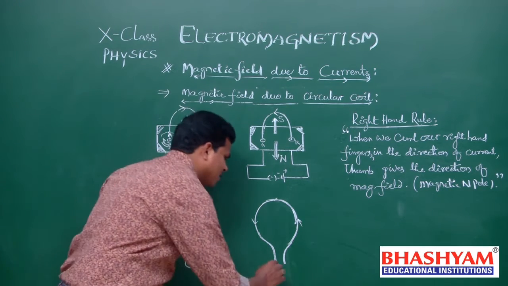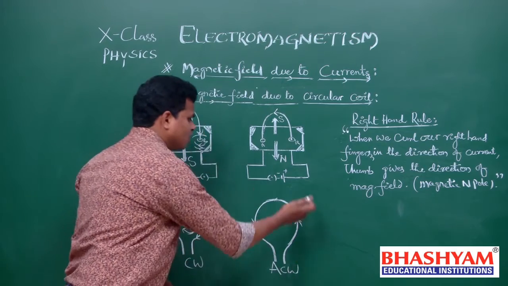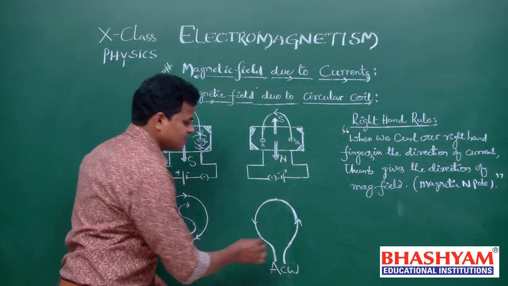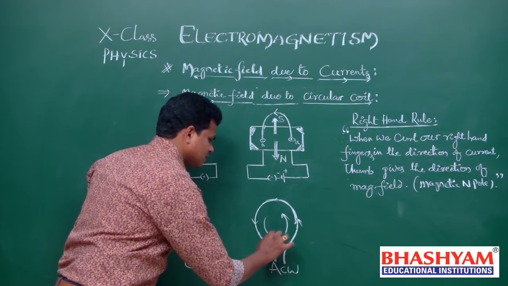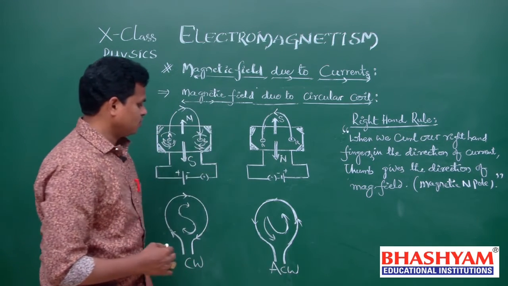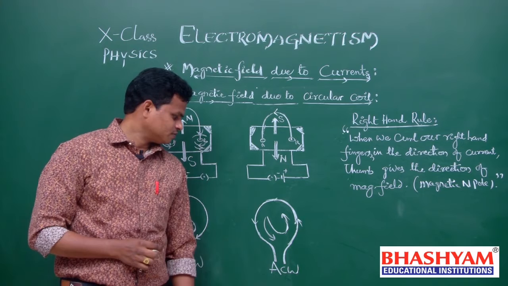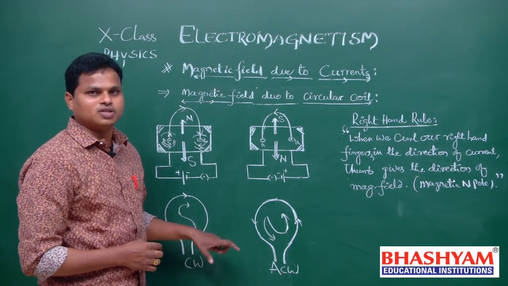Similarly, when the current passes through the coil in an anti-clockwise direction, anti-clockwise means like this, the face of the loop acts as a north pole. North pole. This is the direction of magnetic field when the current passes through the coil.